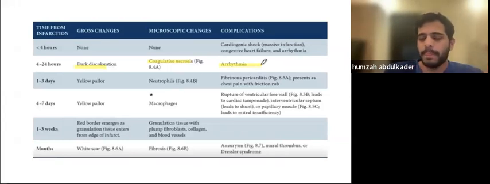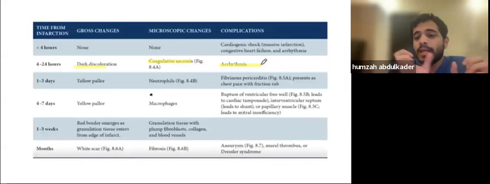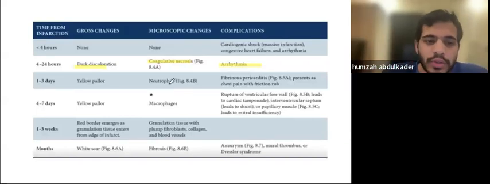After the first day, we move on to the first week. So we go from coagulative necrosis to, in the first week, inflammation. So first day is coagulative necrosis. First week is inflammation. Now inflammation starts with neutrophils and moves on to macrophages. So the beginning of the first week is where you see neutrophils. The days might be a little bit different, but let's just say from 1 to 3 days is neutrophils, and from 4 to 7 days is macrophages.